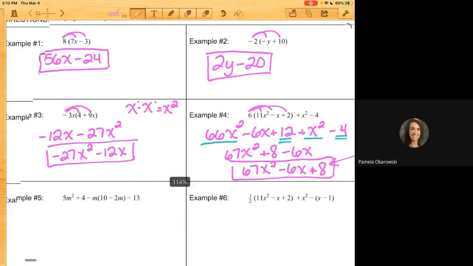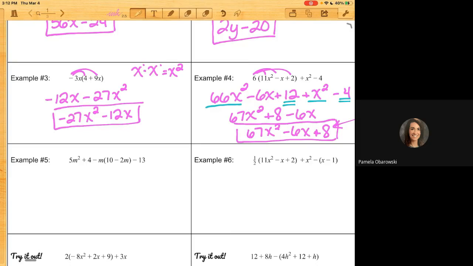Let's continue with a few more examples here. I've got 5m squared plus 4, minus m, times 10 minus 2m minus 13. Whatever is outside of my parentheses, that's what I'm going to distribute in. So I've got 5m squared plus 4, and I distribute in a minus m, or negative m. I get minus 10m plus 2m squared.